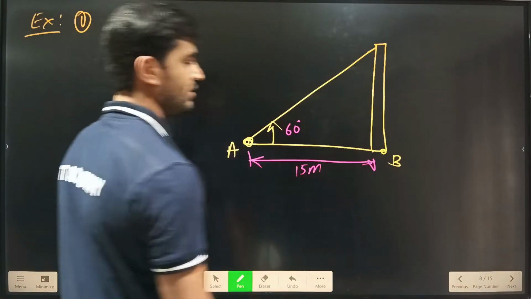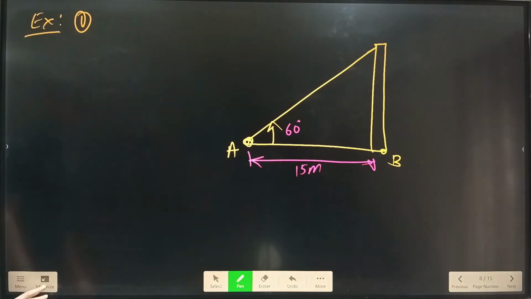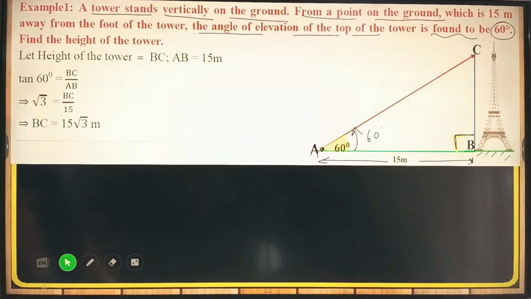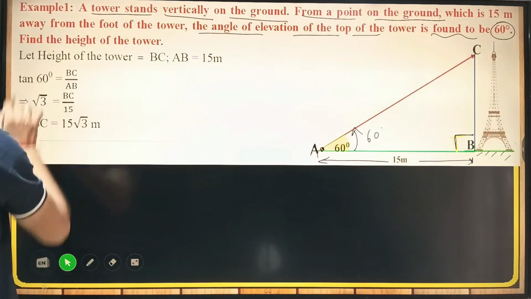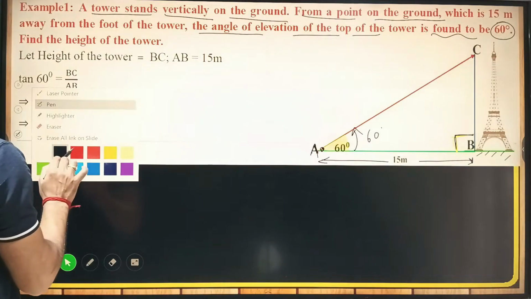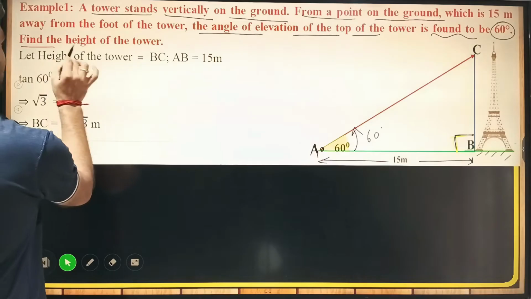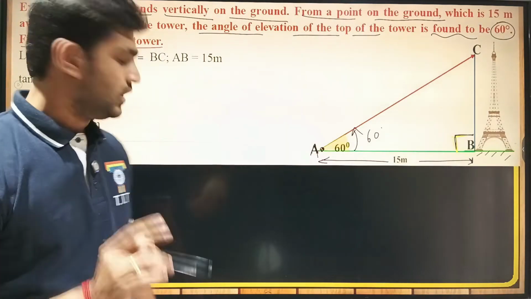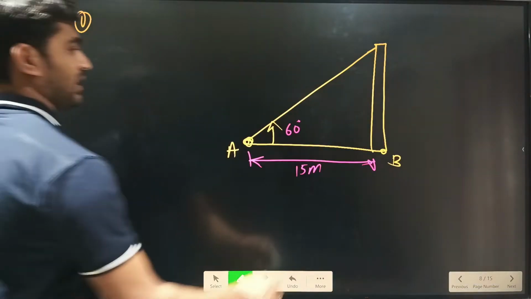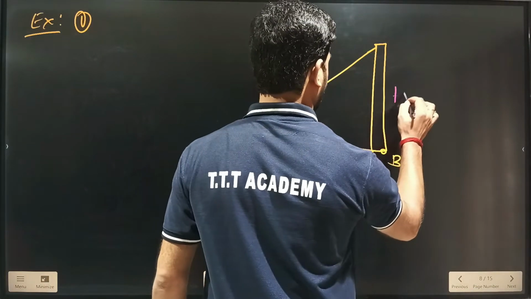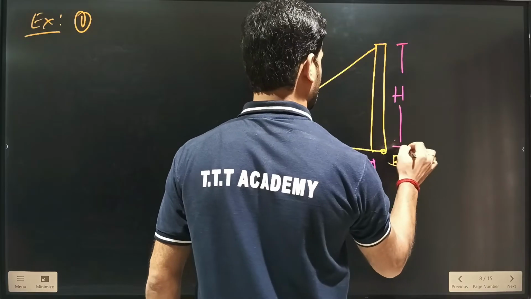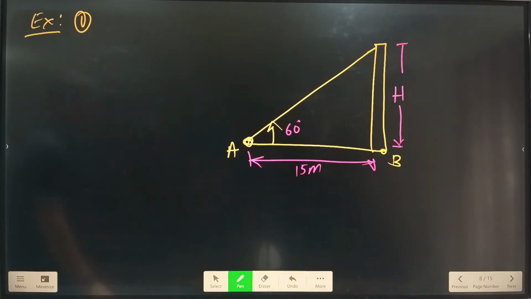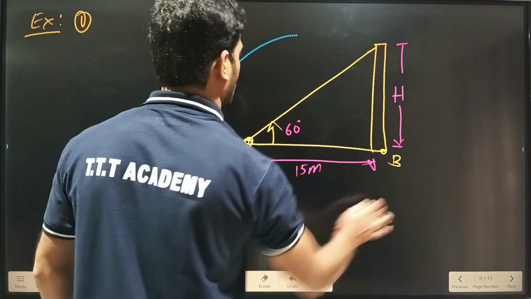15 meter. So this is a triangle, but what you have to find here is the height of the tower. Observe carefully, find the height of the tower. We need to find the tower height. So if you want to find the tower height, it means h we need to find here, where h is the question mark. Agreed? It is a simple question.